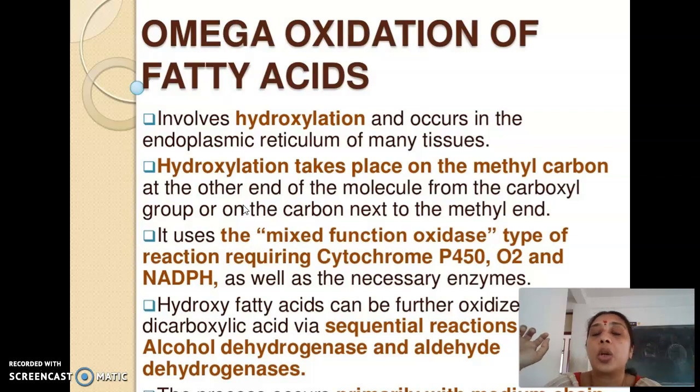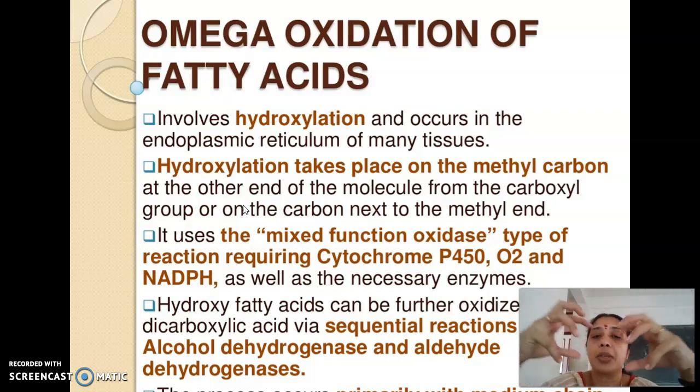Then this CH2OH undergoes oxidation by a mixed function oxidase known as cytochrome P450, using molecular oxygen and NADPH. Using these three components, the mixed function oxidase catalyzes the attachment of only one oxygen atom onto this CH2OH, so that CH2OH is converted into COOH. Now what happens to the fatty acid? Now this fatty acid is having two carboxyl ends. We call such a molecule a dicarboxylic acid.